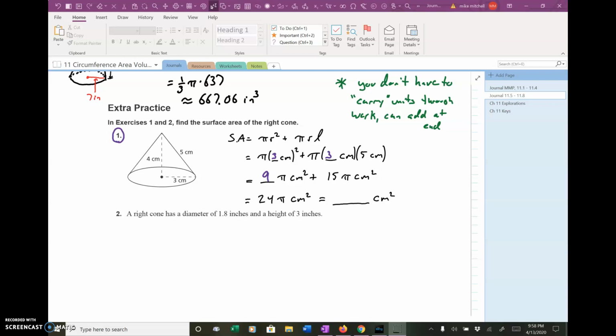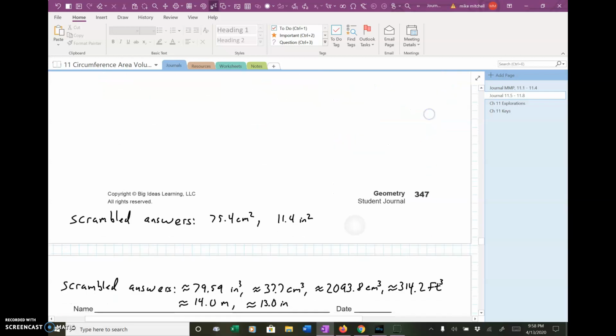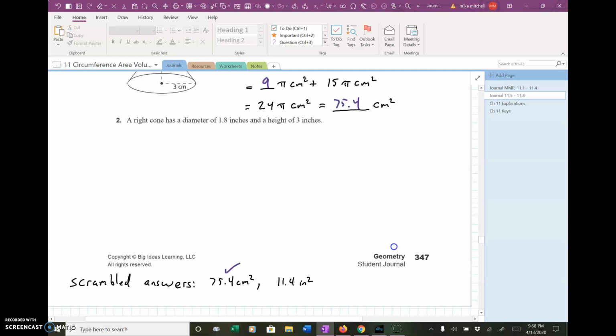Put 24 pi in your calculator. That comes out to 75.39822, which will round to 75.4 centimeters squared. Let's check it. Yes, we got that answer down here, so we're looking good.